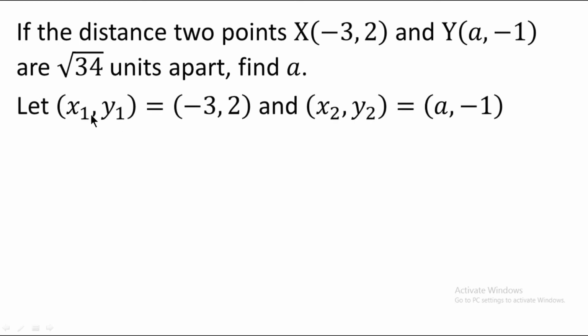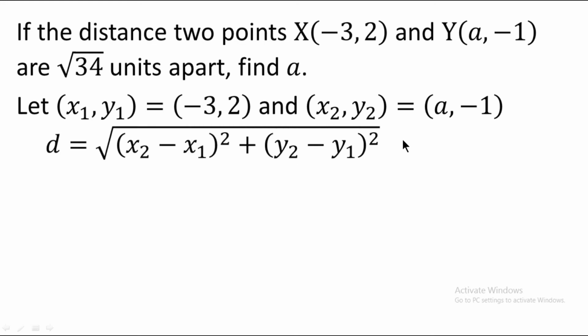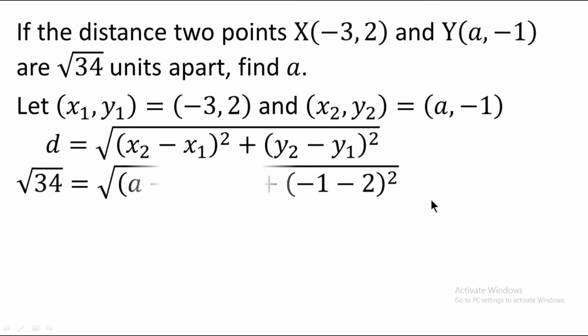So let x1, y1 equal to negative 3, 2. That means x1 equal to negative 3, y1 equal to 2, and x2, y2 equal to a, negative 1, whereas x2 equal to a and y2 equal to negative 1. This is the formula of the distance. We substitute all the values that we know into this formula. So the distance is the square root of 34 equal to the square root of (x2 equal to a, minus x1), x1 equal to negative 3, y2 equal to negative 1, and y1 equal to 2.